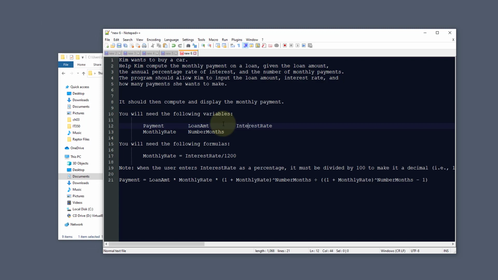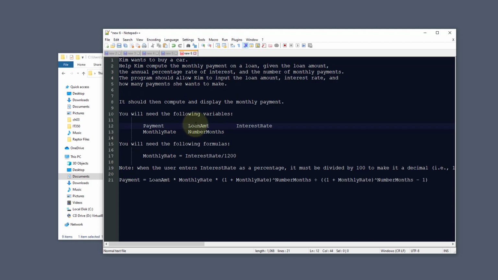That's challenge number 4. Challenge number 5, Kim wants to buy a car, and we're going to help Kim compute the monthly payment on a loan, given the loan amount, the annual percentage rate of interest, and the number of monthly payments. The program should allow Kim to input the loan amount, interest rate, and how many payments she wants to make. And we're also going to compute and display the monthly payment.